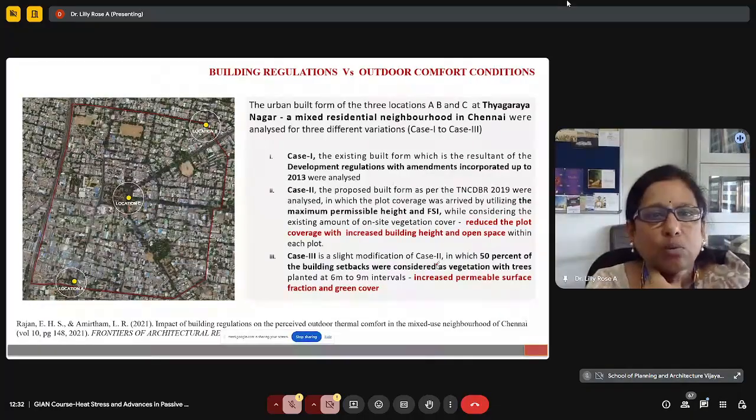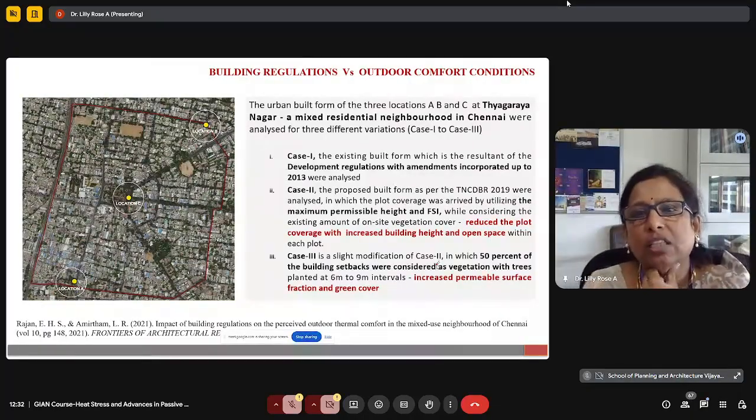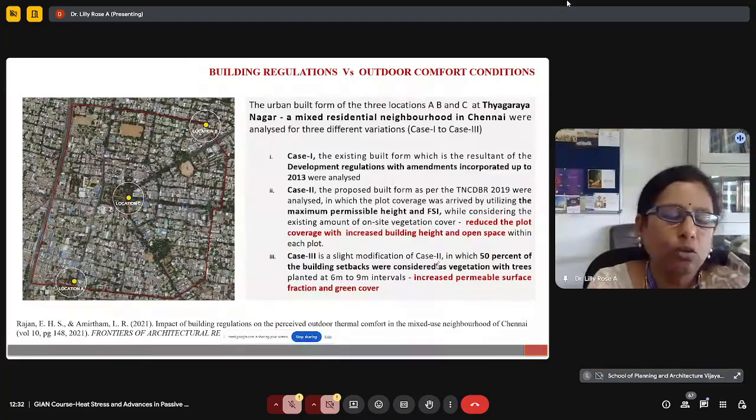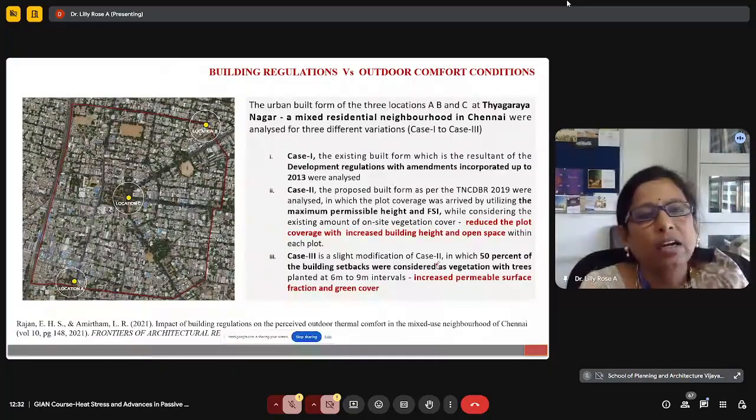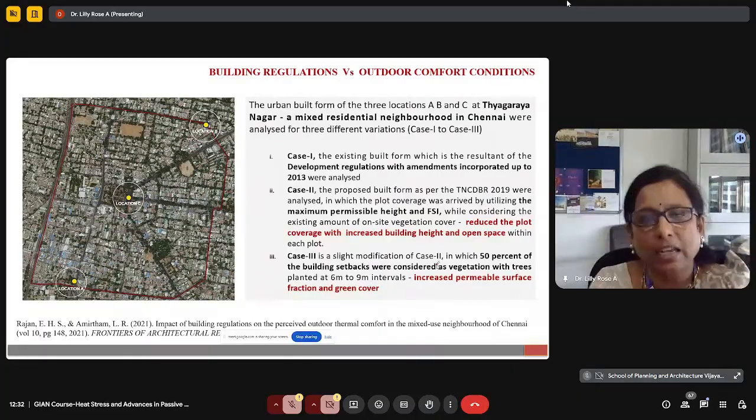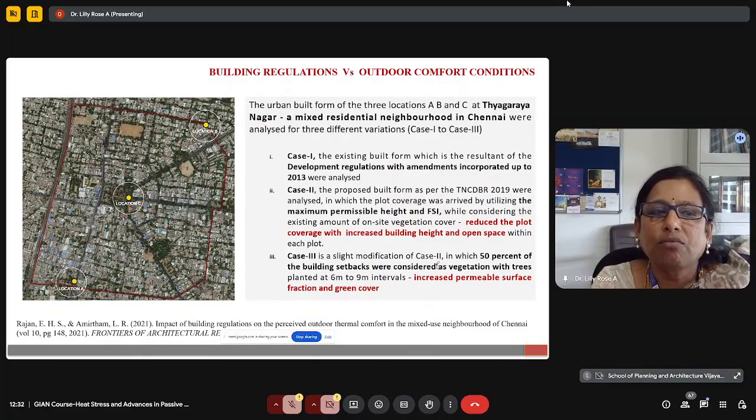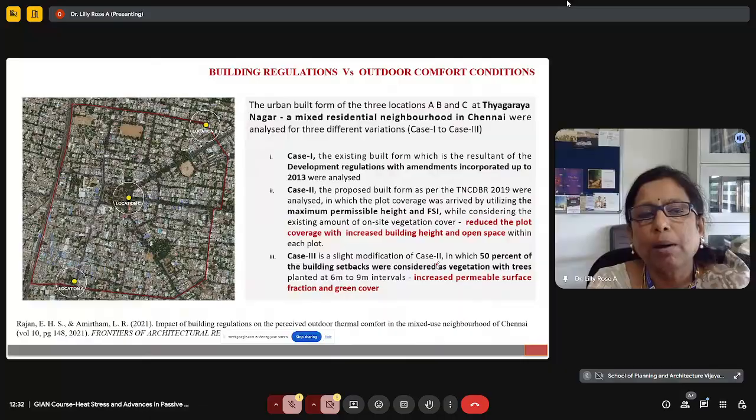So this is a study that was done in Chennai, a region called Tyagaraja Nagar, which is a mixed residential neighborhood. Here, similar to Dr. Faiz, we had taken 3 LCZ locations within Chennai, wherein we try to analyze how the building regulations impact outdoor comfort conditions. So the first case provided the existing building regulations. So we just assumed maximum built up with the existing building regulations.